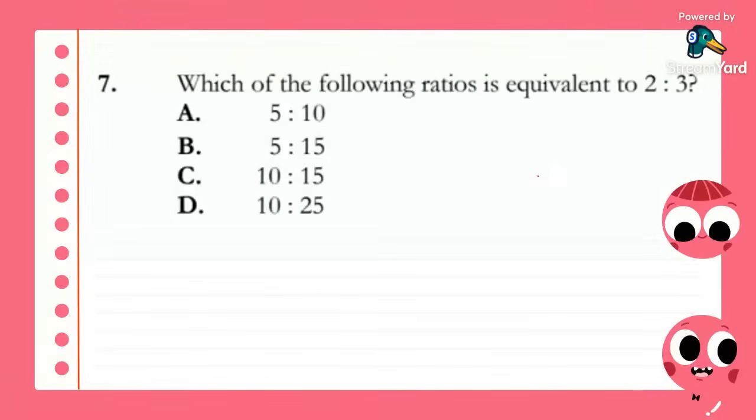Say, for example, we have 2/3 and we multiply 2 by 2. That will give us 4. We multiply 3 as well by 2. That will give us 6. An equivalent fraction would be 4/6. But we don't have 4/6 here in the answer. So let's go right ahead.